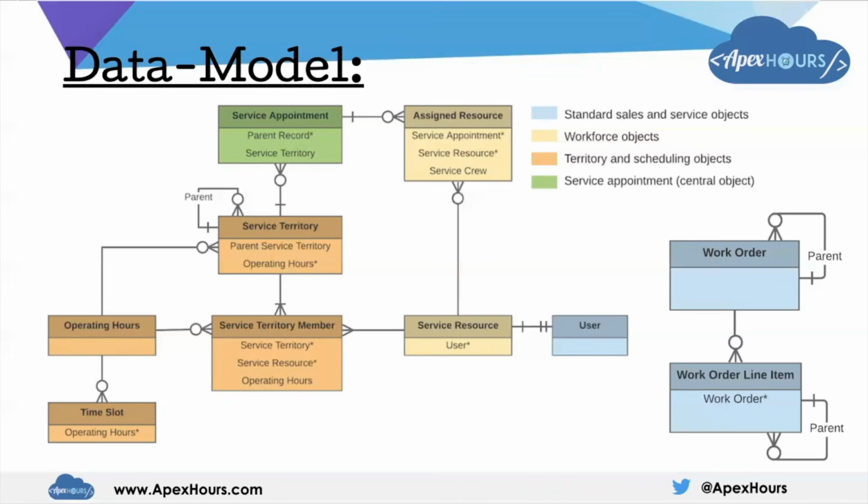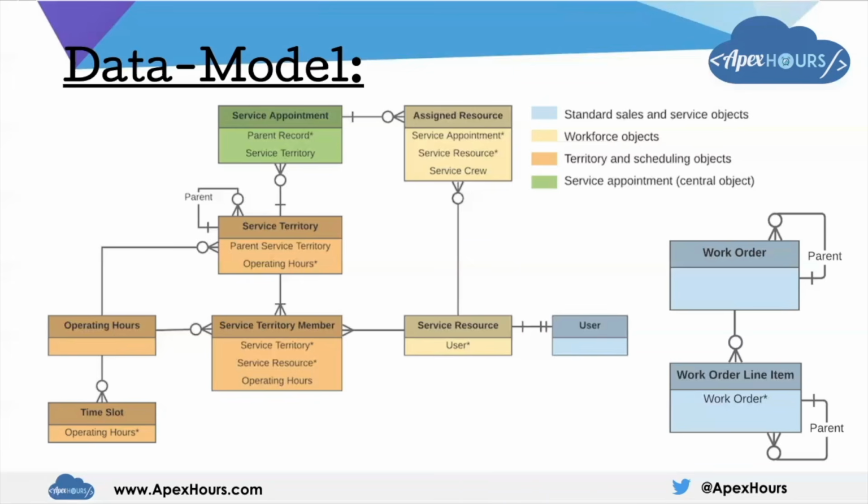Now, to assign a service resource to a service appointment, you can create an assigned resource record. Assigned resources contain lookups to a service resource and a service appointment. To assign a service crew to an appointment, first create a representative service resource record with a resource type of crew. Then create an assigned resource record that looks up to the crew service resource.